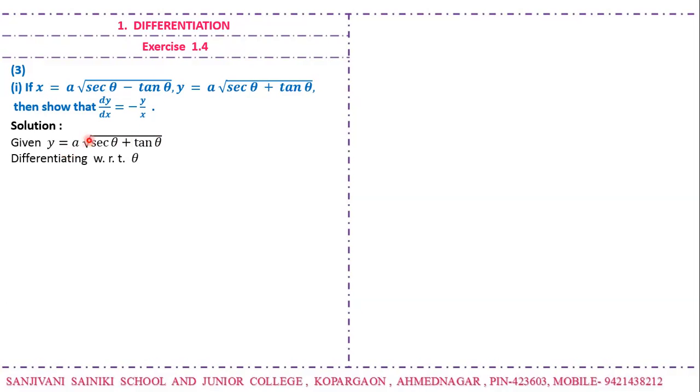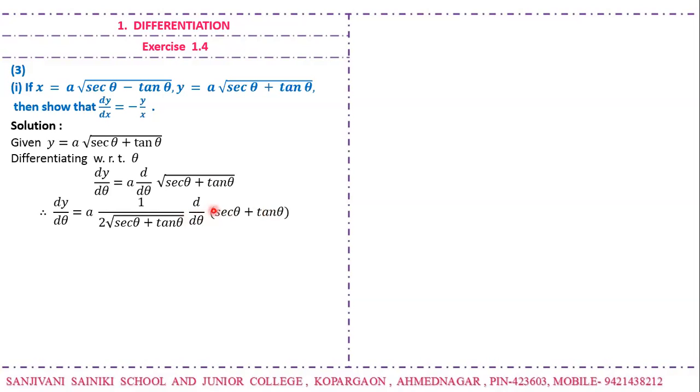Now what is given? y is equal to a root of (sec theta plus tan theta). So here y is a variable, y is expressed in terms of theta. So differentiating with respect to theta, dy by d theta is equal to, now here a is a constant, so we can take it outside and then differentiate with respect to theta only root of (sec theta plus tan theta). Here we will use root f of x, its derivative is 1 upon 2 root f of x into f dash of x. F dash of x means again d by dx of that f of x. So you use that formula for root f of x.